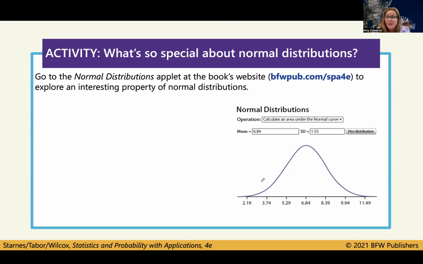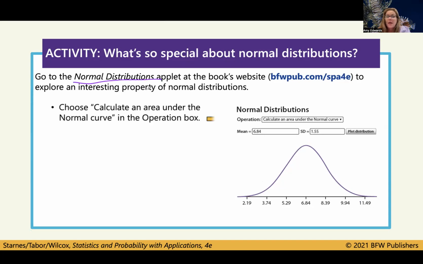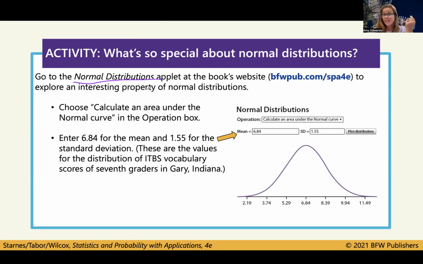So go to statsmedic.com/applets. But you're going to go down to normal distributions. Okay. You're going to go down to normal distributions. And when you get there in the operation, you're going to put calculate an area under the normal curve. And then you're going to input the mean and the median that's given. You didn't do this. This is given information. And then you're going to click plot the distribution on the graph. Okay.